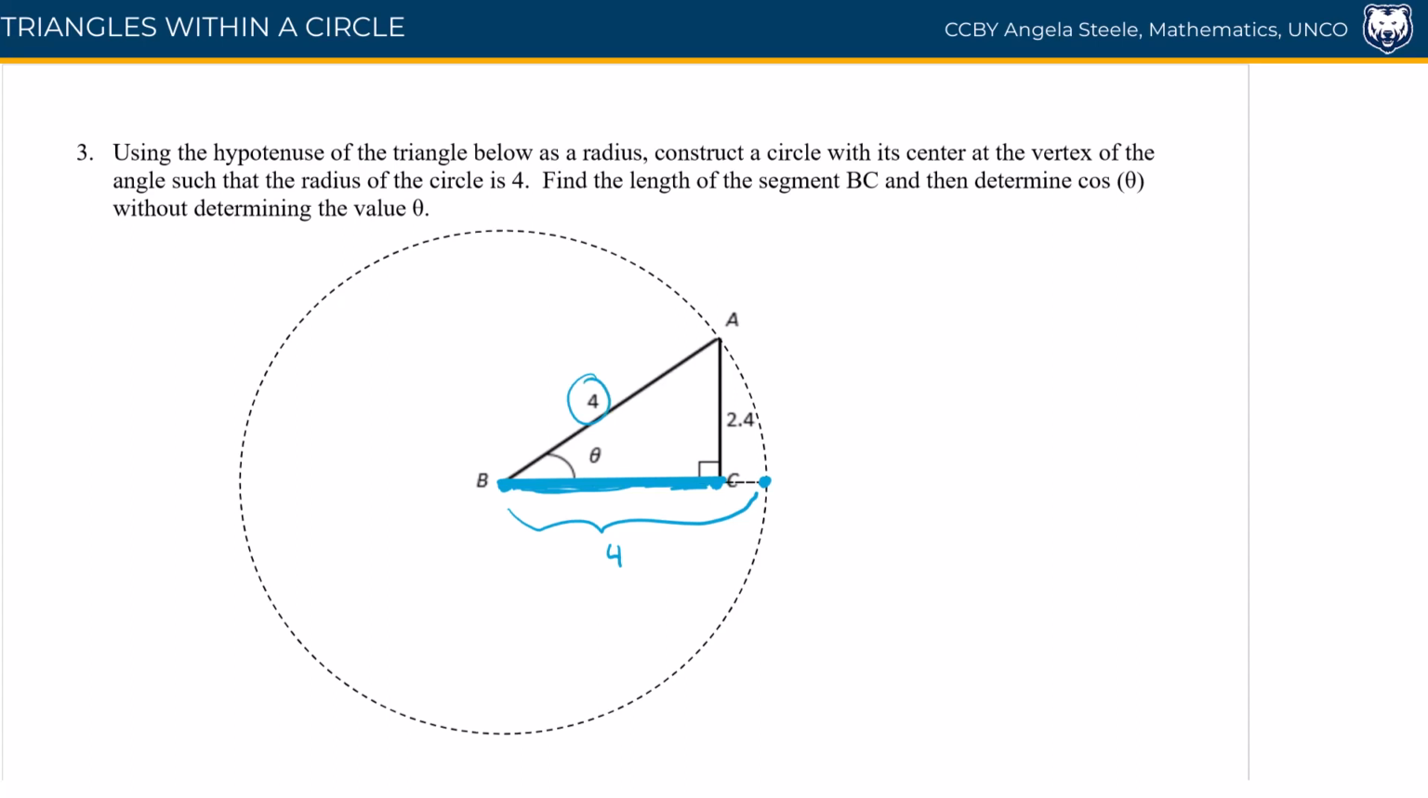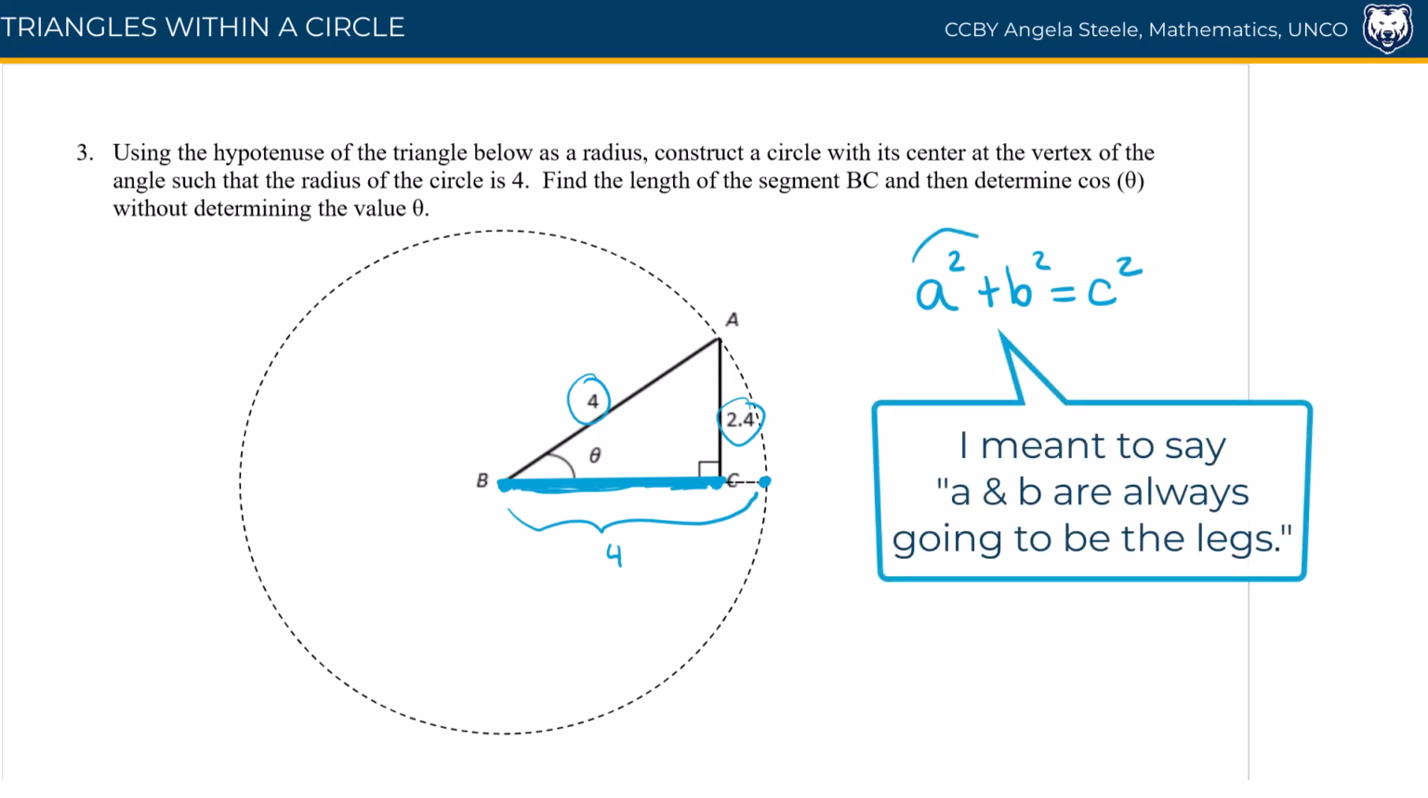We know the hypotenuse and we know one of the legs. That means we're going to use our Pythagorean theorem. So the Pythagorean theorem is a squared plus b squared equals c squared. So a and b are always going to be the legs of our triangle.